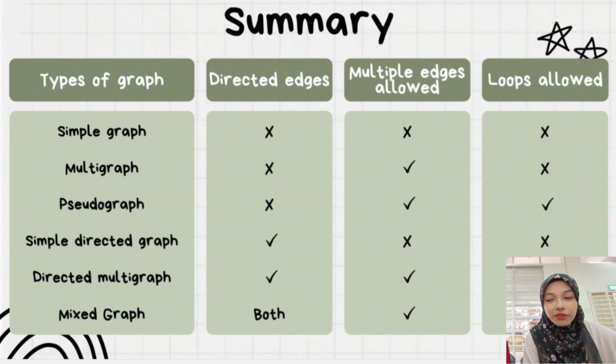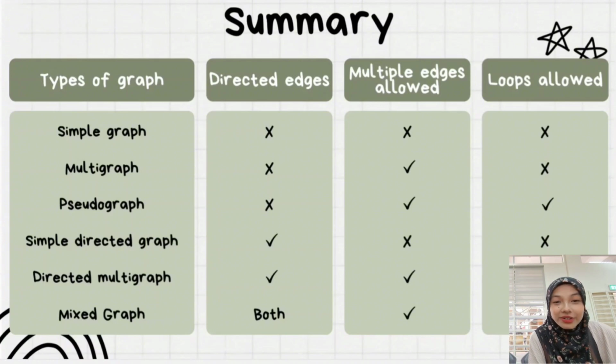For the summary of what we have learned so far, you can refer to this table. We have the type of graph, and whether directed edges, multiple edges or loops are allowed. For the simple graph, there are no directed edges, no multiple edges, and no loops. For the multi-graph, there are no directed edges, there are multiple edges, and no loops. For the other graphs, you can read it on the slide.